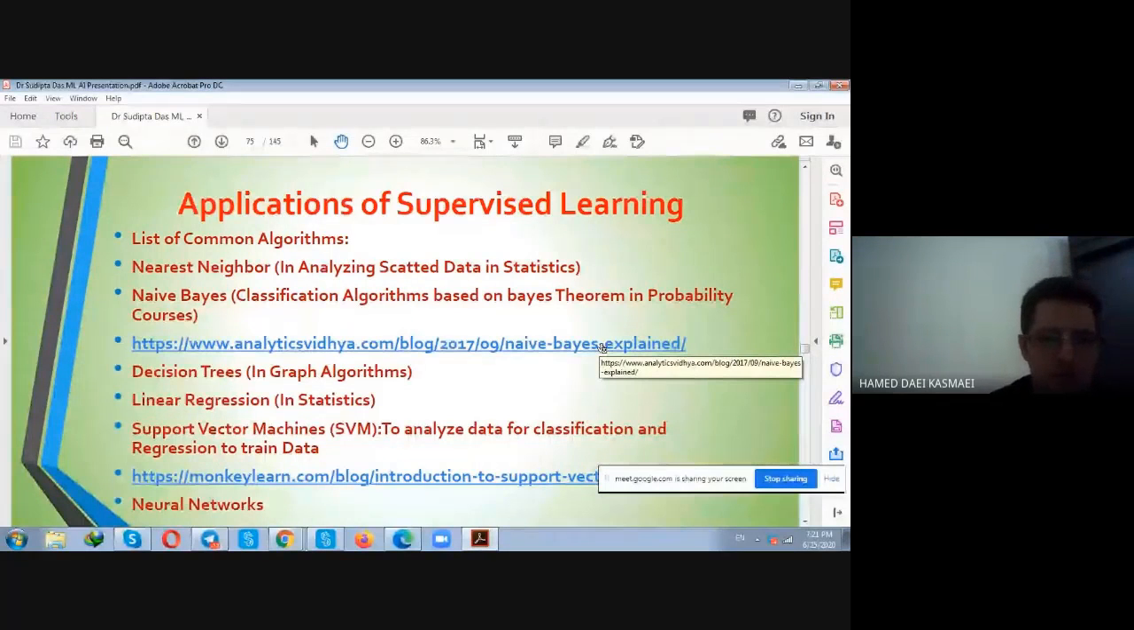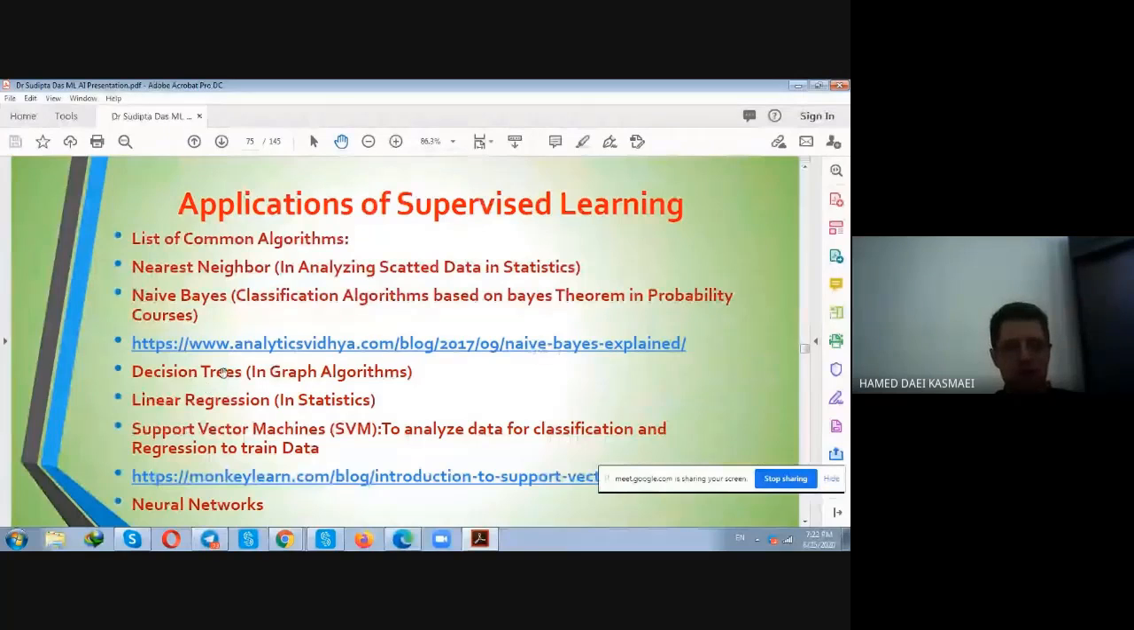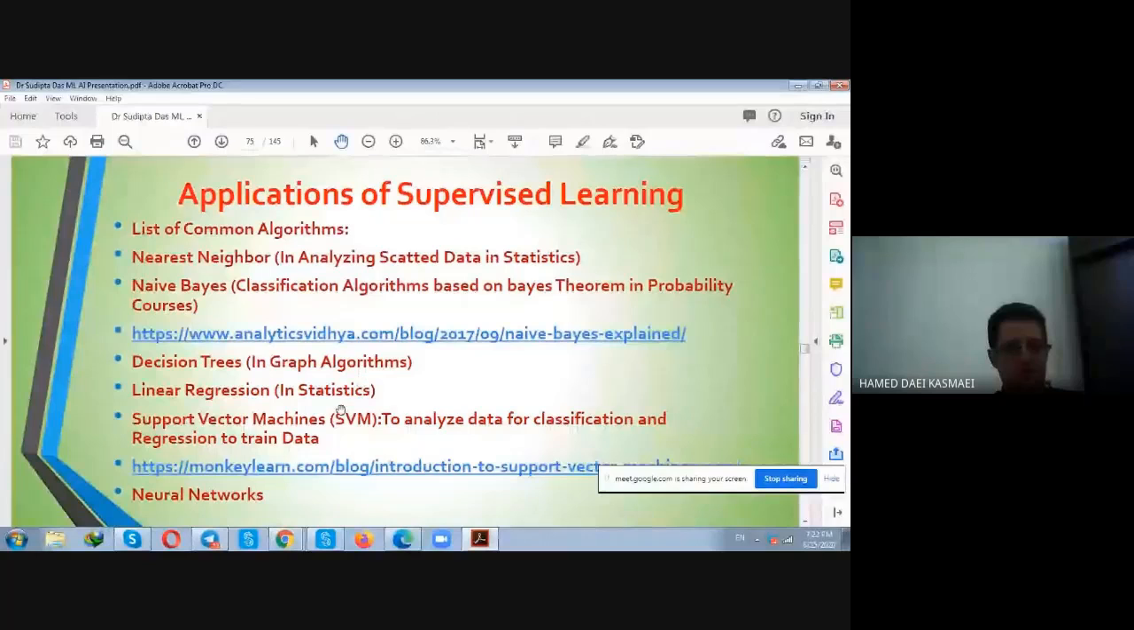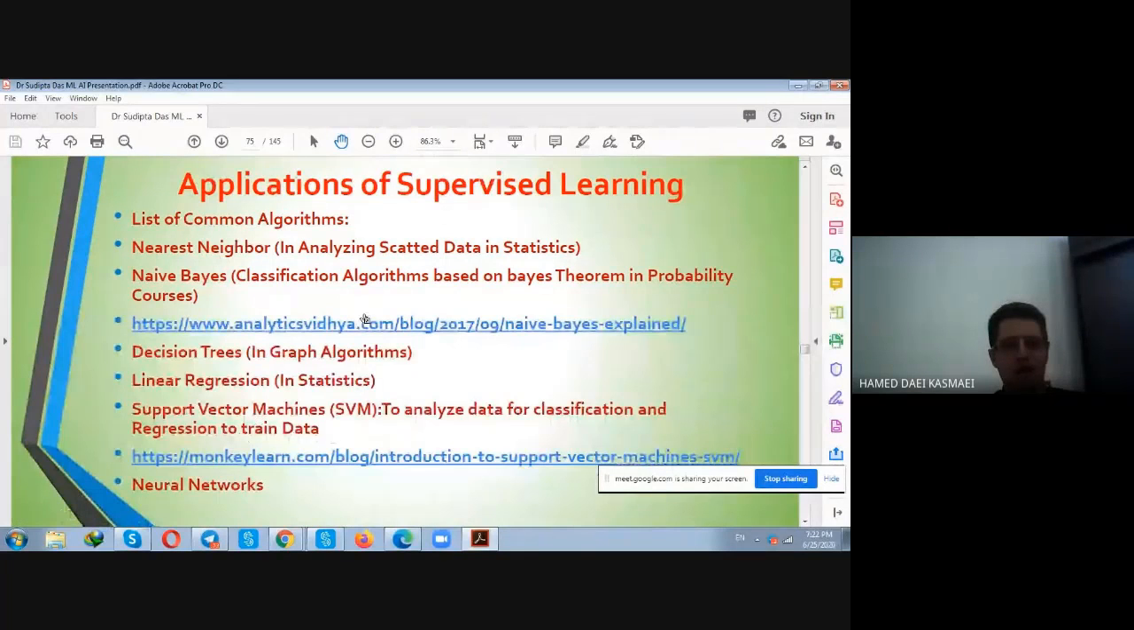Naive Bayes classification algorithm, based on Bayes theorem in probability courses; you will see some of the resources that you can study further later. Decision trees in graph algorithms, linear regression in statistics, support vector machines or SVM to analyze the data for classification and regression, and neural networks. These are all applications of supervised learning.